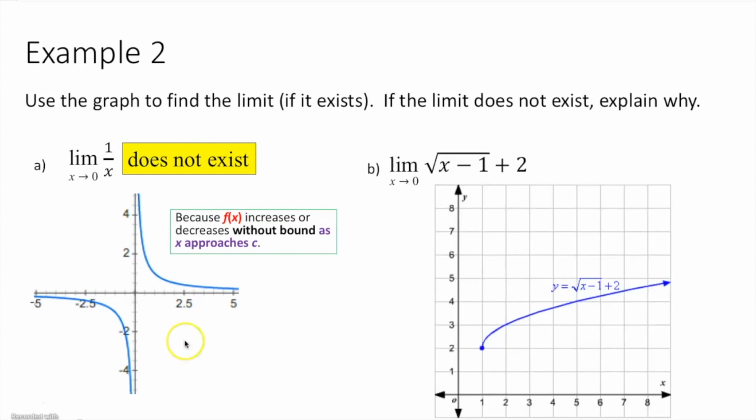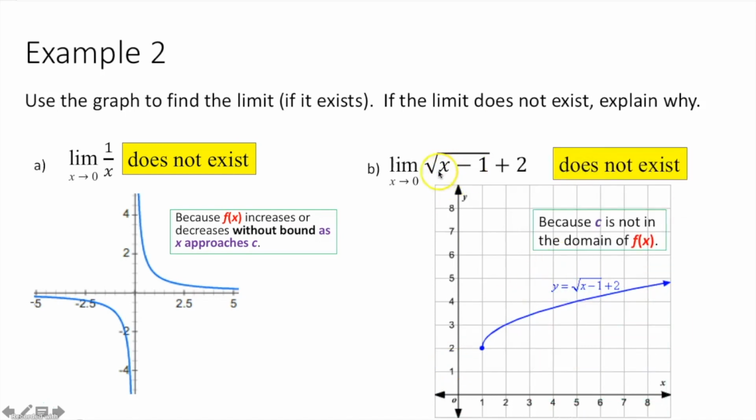Now, let's look at part B. We have the limit as x approaches 0 of the square root of x minus 1 plus 2. And you can see that as x approaches 0, it's not even part of that particular function. It's not part of the domain of that function. So we can say that this limit also does not exist. And that is because, again, your c value, 0, is not part of the domain of this function. It starts at x equals 1 and continues on in the positive direction. There is no x equals 0 for this function.